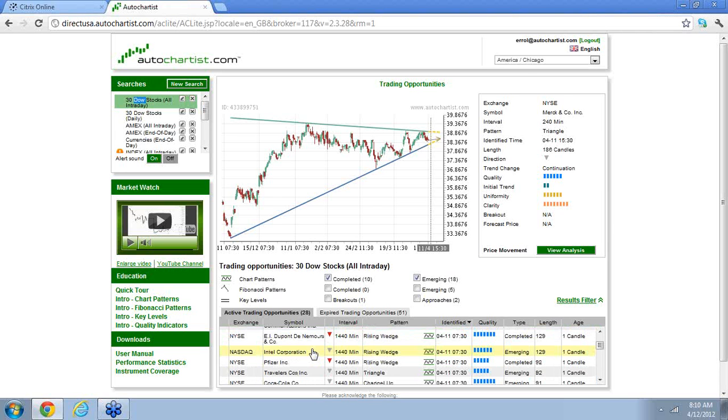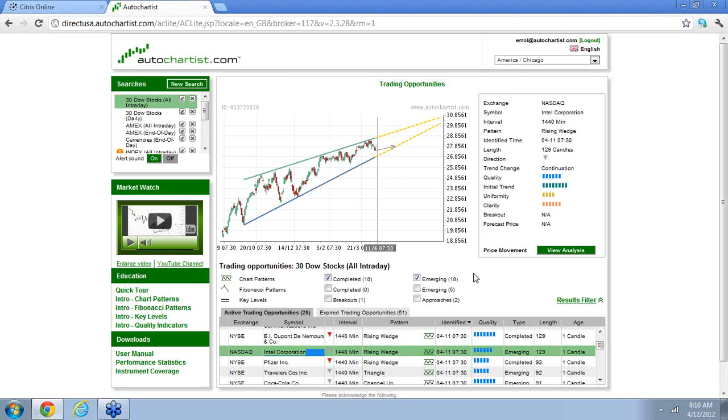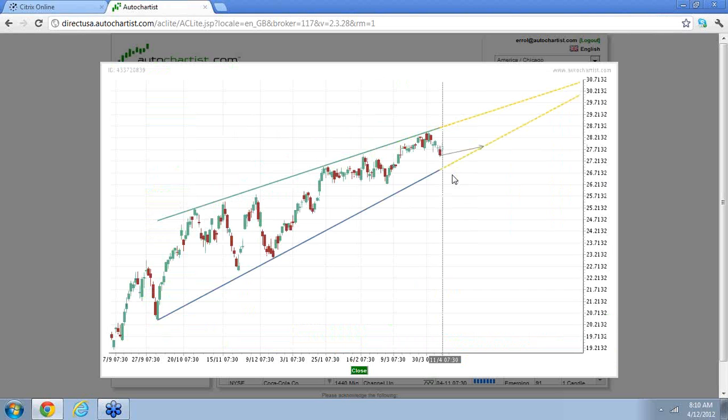Once I get the bias that I want, I look for a chart pattern that gives me that kind of bias, or something that indicates there's going to be movement. And you can see that although this is a rising wedge pattern, it has characteristics like a triangle. So the more narrow this support and resistance area gets, the more likely the market's going to break out.